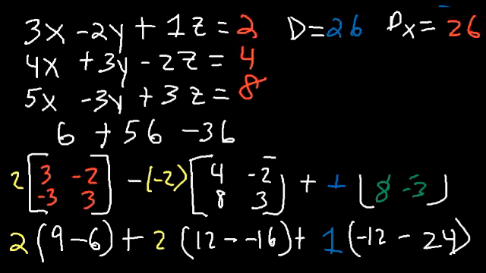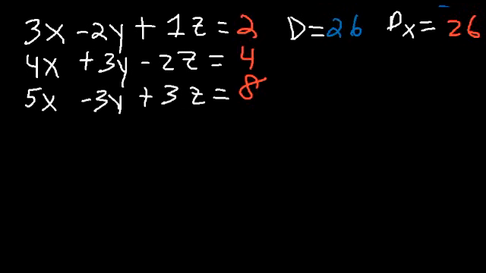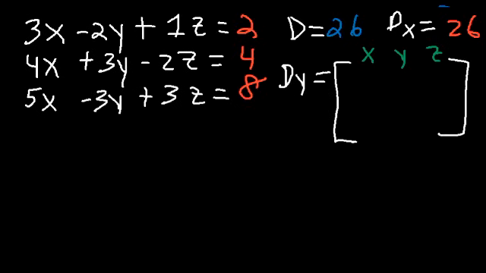Now we need to calculate dy. So dy is going to be, well, let's make this a little bit bigger. So this is x, y, and z. So this time we need to replace the coefficients of y with d1, d2, and d3. So in the second column we're going to have 2, 4, 8. The first column is going to remain the same. That's 3, 4, 5. And the last column is going to stay 1, negative 2, and 3.